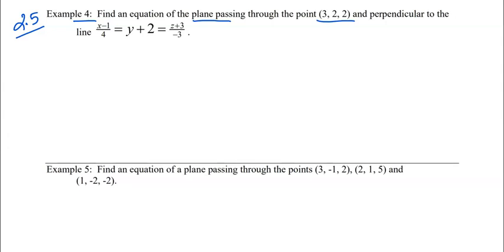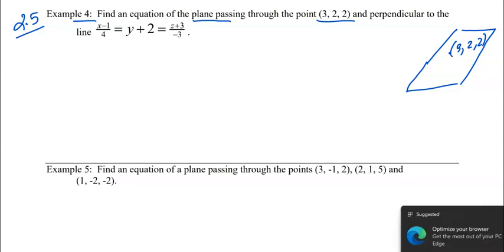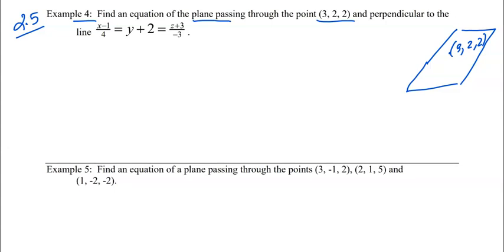Okay, so you have a plane. That plane passes through the point (3, 2, 2). So I'll just give you hints and then probably you can finish this problem, okay? And this plane is perpendicular to the line. So there is a line here. The line goes maybe like that.